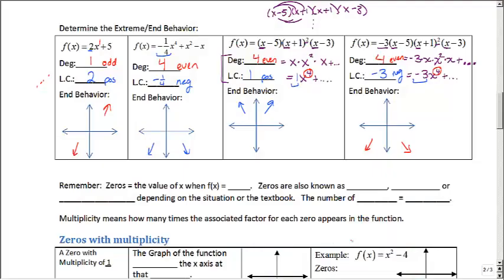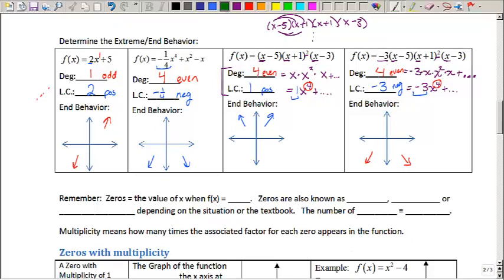So we just finished talking about the end behavior or extreme behavior of a polynomial function, which tells us what's occurring on the graph at the ends or extremes of the graph. Now we'd like to find out what happens in the middle of the graph, the bumps, the peaks, and the valleys. And to find that, we're going to find all the zeros of the function.